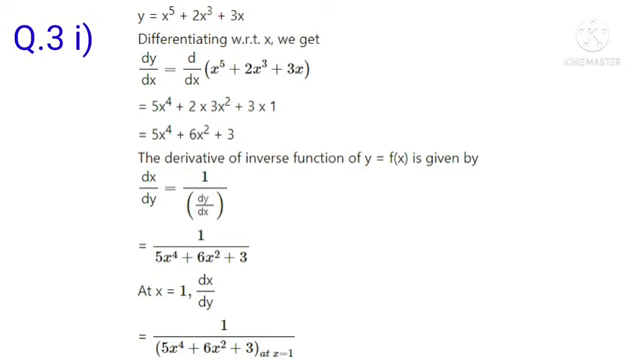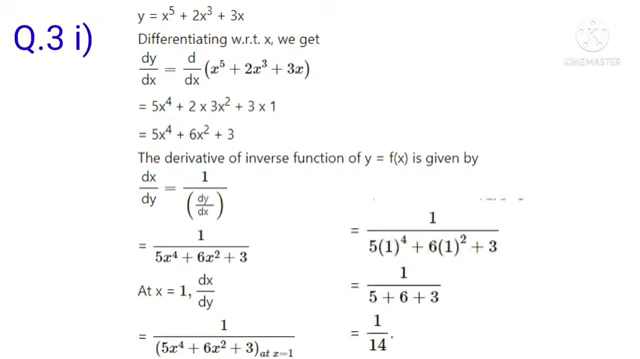But we have to find this value at x is equal to 1. So we find dx by dy is equal to 1 upon 5x raised to 4 plus 6x square plus 3 at x is equal to 1. That is, students, we have to put the value of x as 1. So we get 1 upon 5 into 1 raised to 4 plus 6 into 1 square plus 3. You simplify this: 1 upon 5 plus 6 plus 3 is equal to 1 upon 14. This is your final answer.